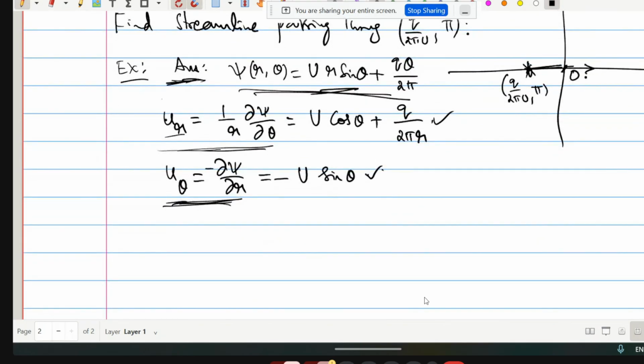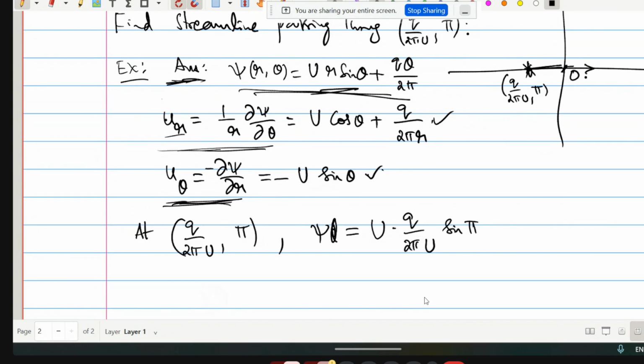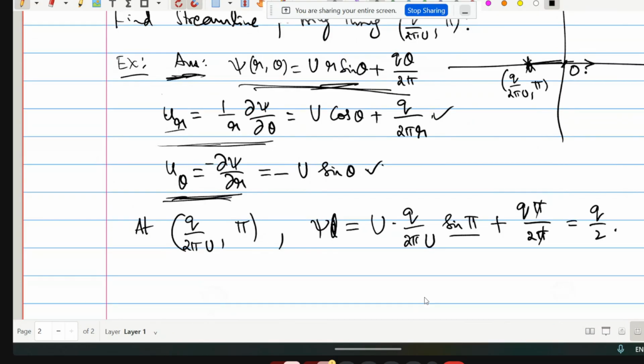Once this is your psi, what is your stagnation point? What is your psi value at Q by 2 pi U comma pi? Can you calculate? U r is Q divided by 2 pi U. Sin theta is sin pi, right? That will go to 0. And Q times theta is pi divided by 2 pi. So pi goes, Q by 2. So psi is Q by 2.